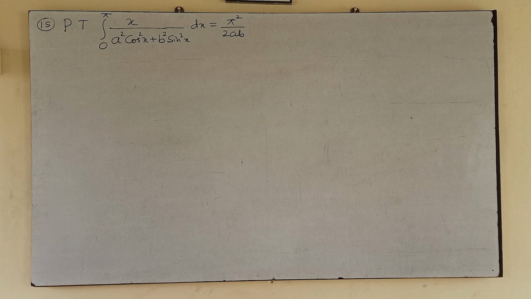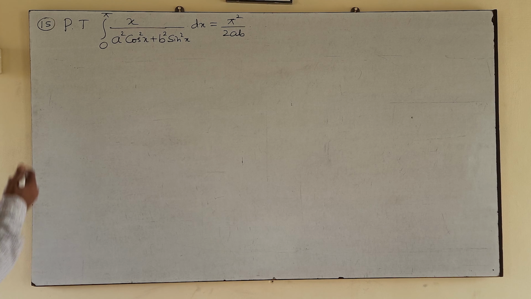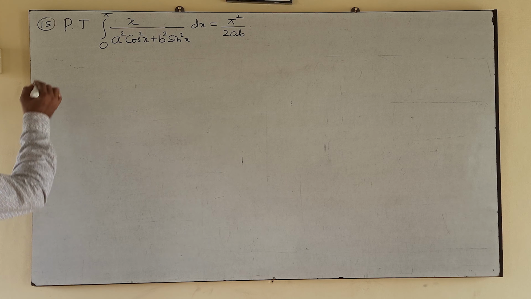Next problem. Prove that integral from 0 to pi x divided by a square cos square x plus b square sin square x with respect to x is equal to pi square divided by 2ab. Now, in this problem we can apply two properties of definite integrals. We have to use two properties in this. See how: lower limit is 0, upper limit is a finite value.